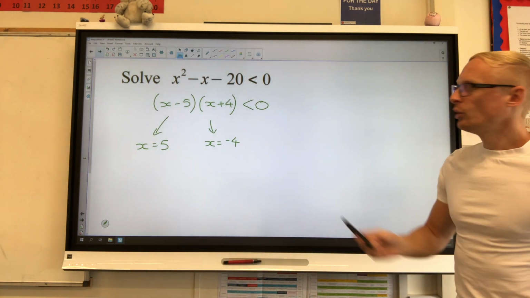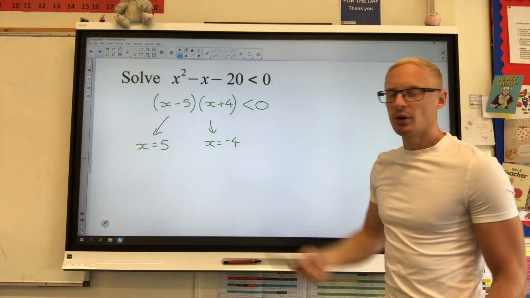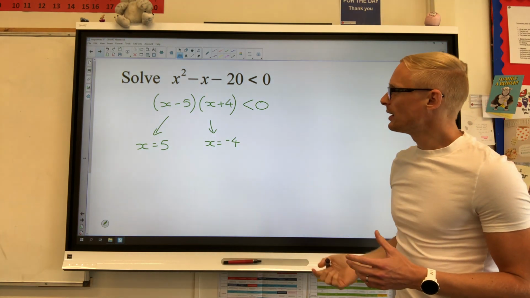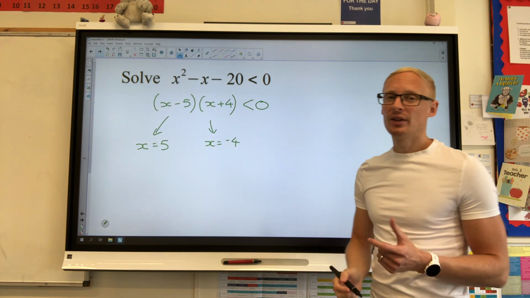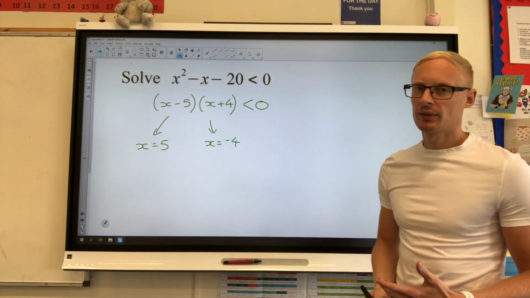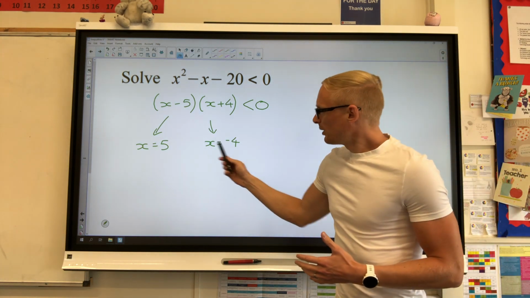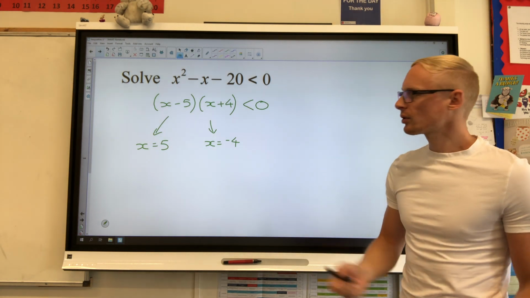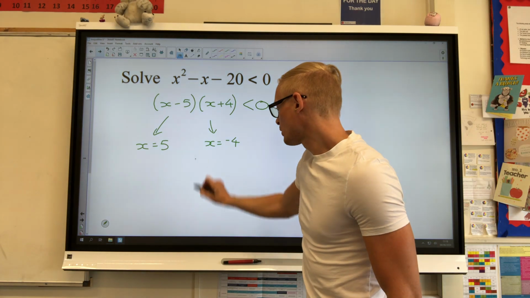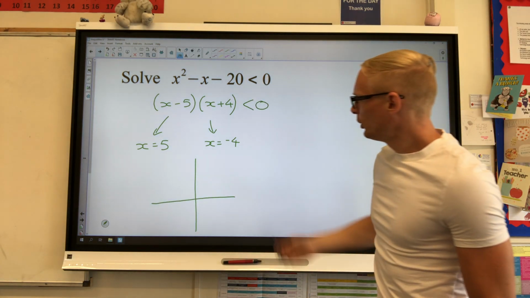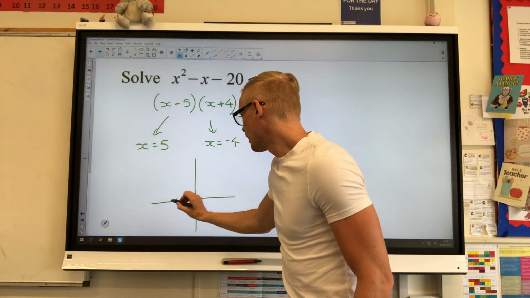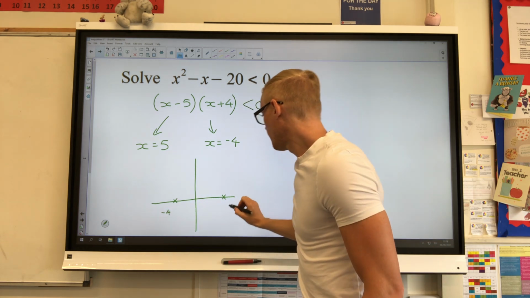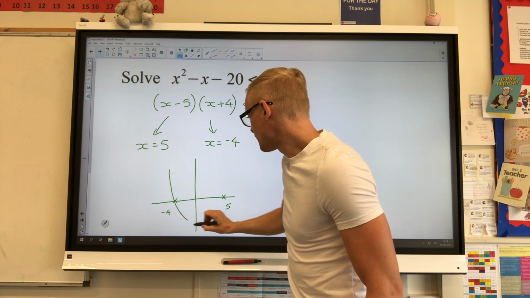They're not technically solutions to this problem. If this was equal to 0, yes, you would say those are the answers. But because it's an inequality, these are not the solutions, but they are critical values to our sketch and therefore our answer. So in terms of how our sketch looks, x is negative 4, somewhere around here, x is 5, over here somewhere, and we've got a quadratic like that.